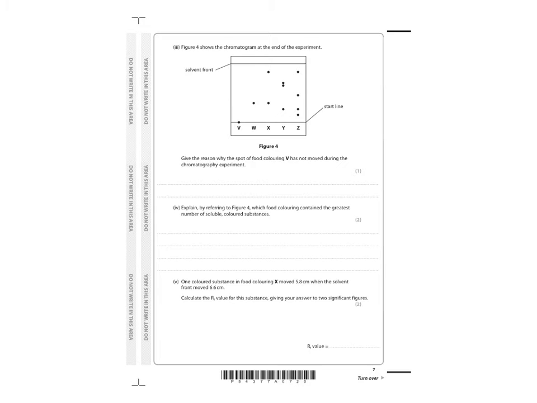Part 3 says figure 4 shows the chromatogram at the end of the experiment. Give the reason why the spot of food colouring V has not moved during the chromatography experiment. And the reason why V hasn't moved is that it's not soluble in the solvent. So the answer is V is not soluble in the solvent. And the answer isn't that V only contains one type of substance. If it did, it would have one dot, but the dot would have moved up the paper.